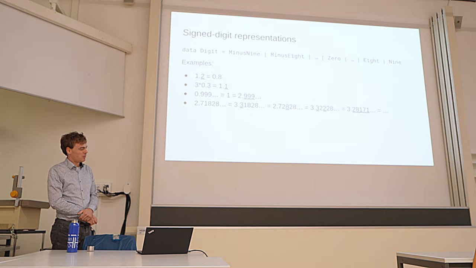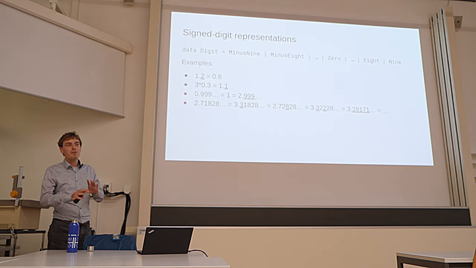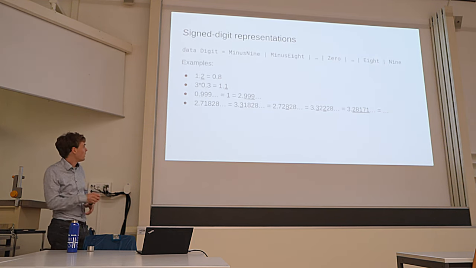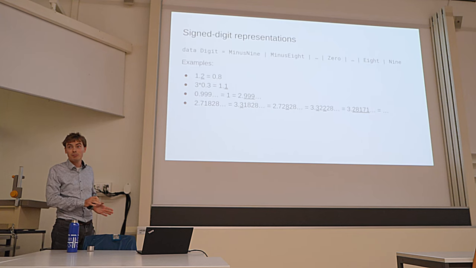Let me say it differently. It was already the case that there was no unique representation for real numbers. We make that problem a whole lot worse this way. So here is our number e, and I've written, just by hand, a couple of representations. But there are infinitely many. There are infinitely many representations for the same real number in this system.